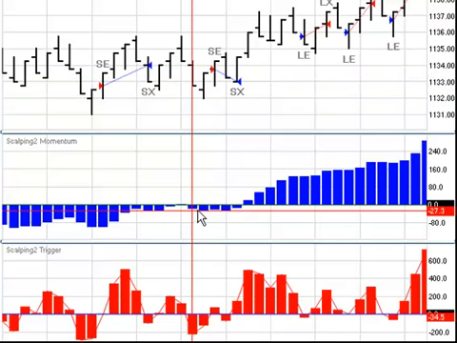So the first thing we're going to look at is the scalping 2 momentum indicator. We want it to be less than 0, just a negative value. That's all we care about. And then we need that peaking bar pattern on the scalping 2 indicator.